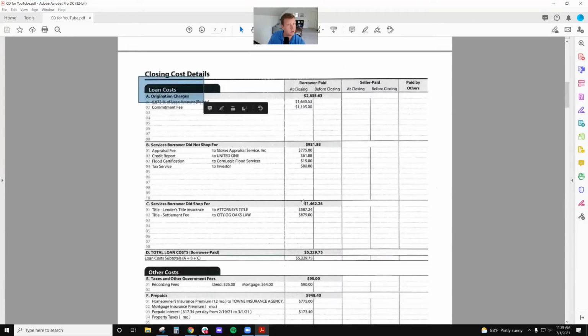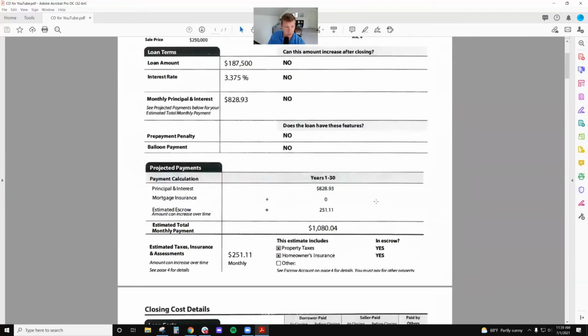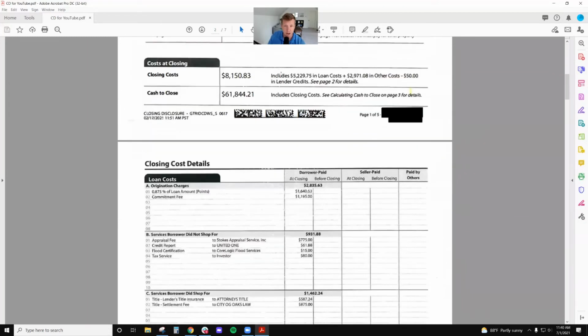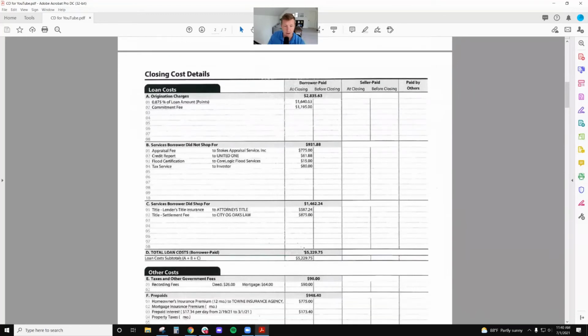My loan costs are not added to the building basis. I do not depreciate my loan costs. What I do instead is I take this total number, $5,229. I come up here and I look at how many years we're talking. We're talking 30 years. I'm going to take that 5,229 number and divide it by 30 years.